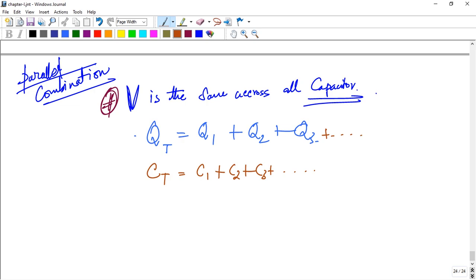Now another important point, number 7, is the energy stored in a capacitor.